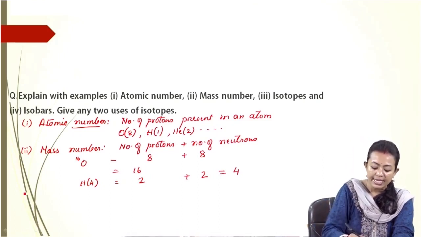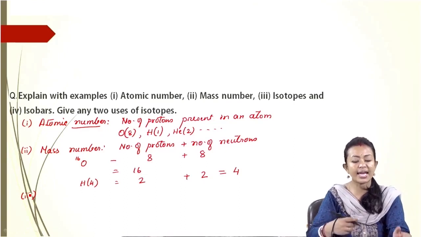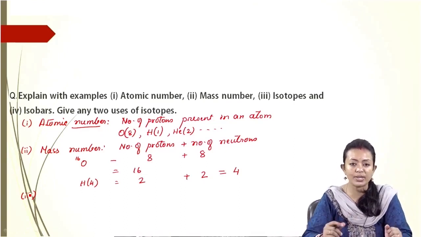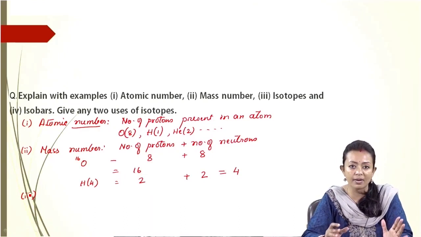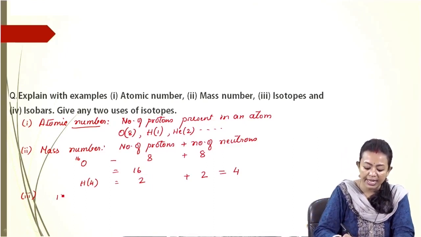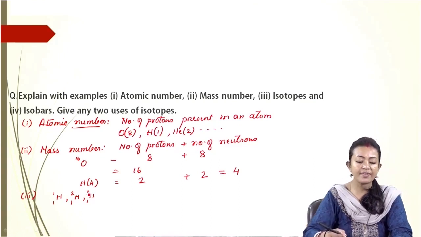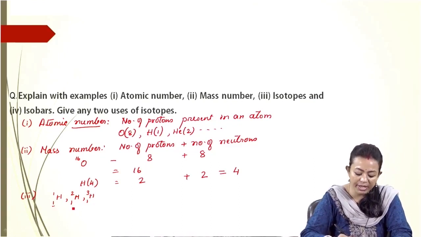Clear? Next question comes, what is an isotope? As I had already explained to you in previous questions, isotopes are atoms of the same element which have the same atomic number but different mass numbers. Like for example, I can have hydrogen, this is protium, deuterium, tritium. So we have isotopes with the same atomic numbers, whereas the mass numbers are different.